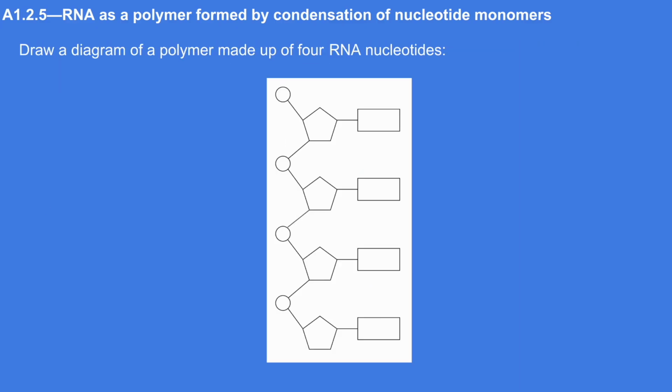Okay, this is how you would draw a diagram of a polymer made up of 4 RNA nucleotides. This is a drawing skill you should be able to produce. Note that each bond needs to be in this specific location. So I recommend when you draw a nucleotide, always start with the pentagon because everything is going to be based off that pentagon so that all of your angles are at the correct location.